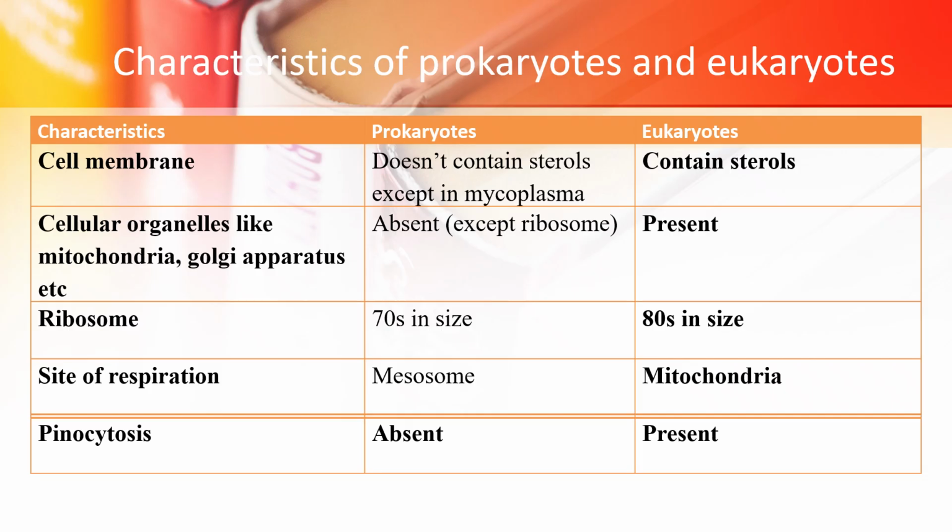Coming to the cell membrane, in prokaryotes it doesn't contain sterols except in mycoplasma. Eukaryotes contain sterols. Cellular organelles such as mitochondria, Golgi complex, and others are absent in prokaryotes and present in eukaryotes. Ribosome is 70S in prokaryotes and 80S in eukaryotes. The site of respiration is the mesosome in prokaryotes and mitochondria in eukaryotes. Pinocytosis is absent in prokaryotes, present in eukaryotes. This is the difference between prokaryotes and eukaryotes.